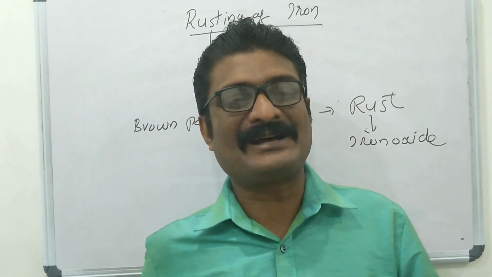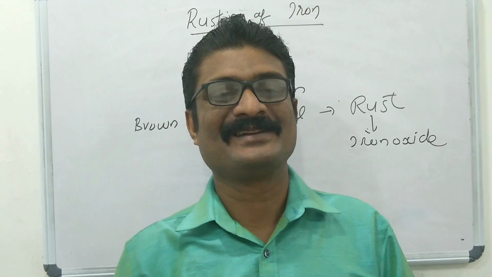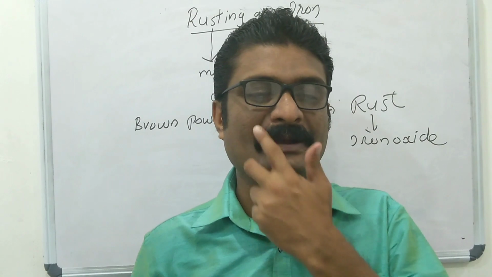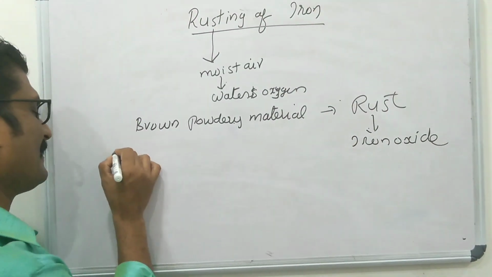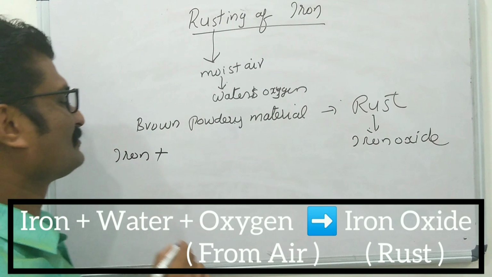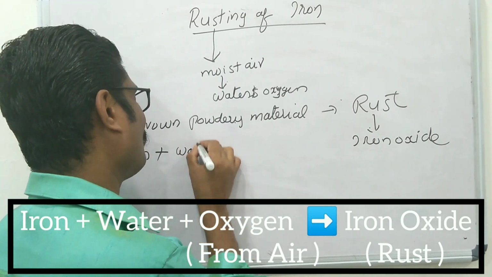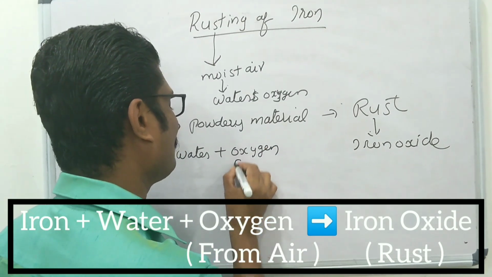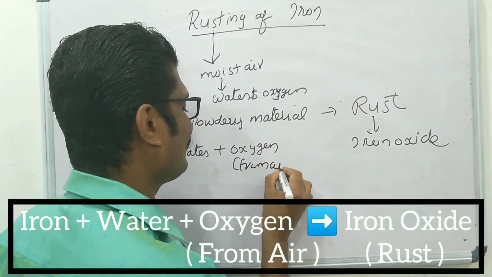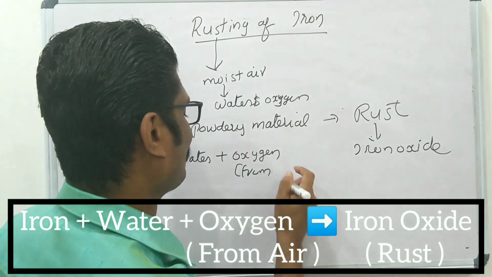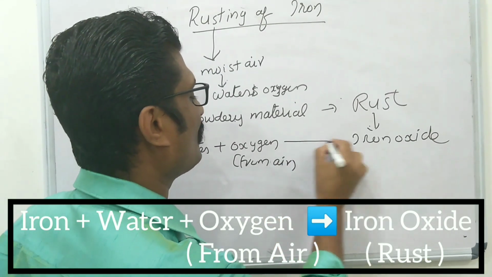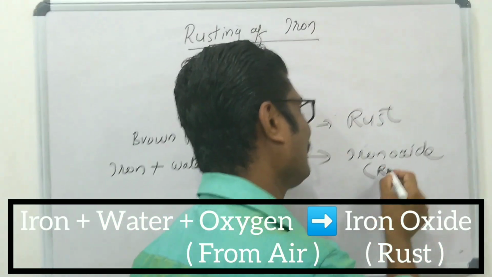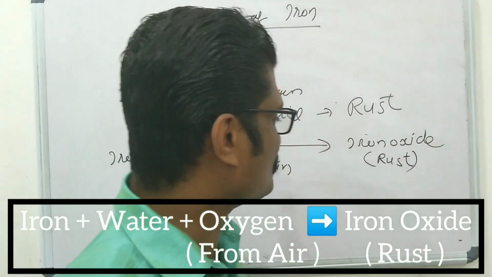That means the process of rusting can be represented by an equation. Please listen. Iron reacts with the water and oxygen from air and forms iron oxide. Iron oxide is nothing but rust.